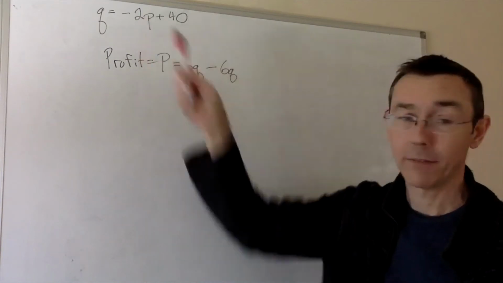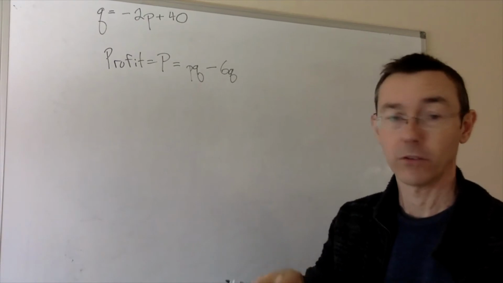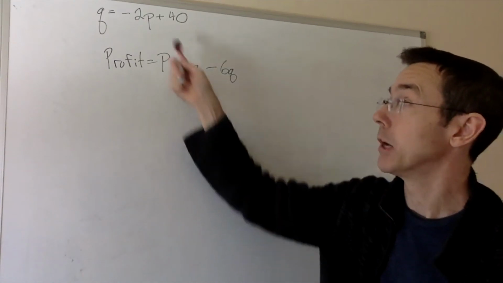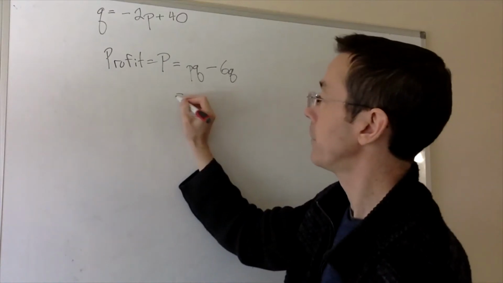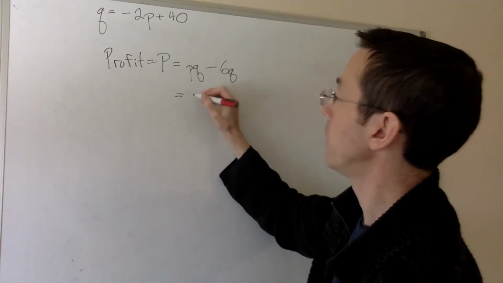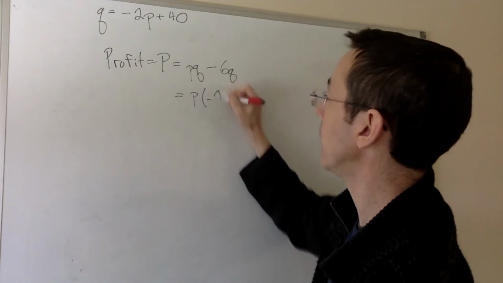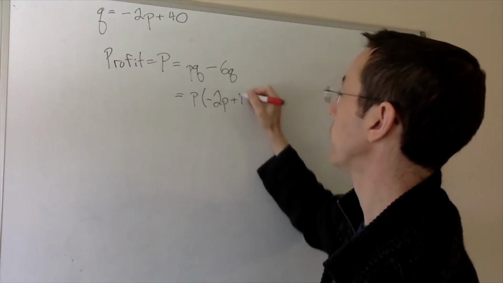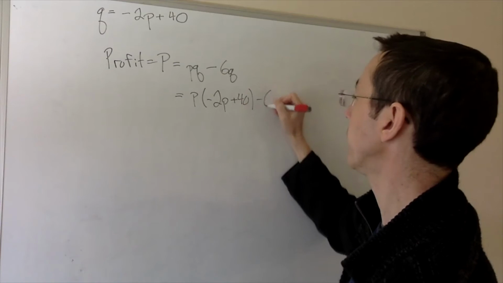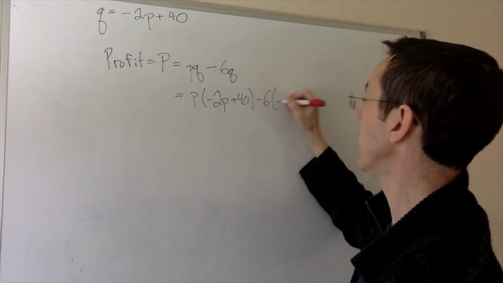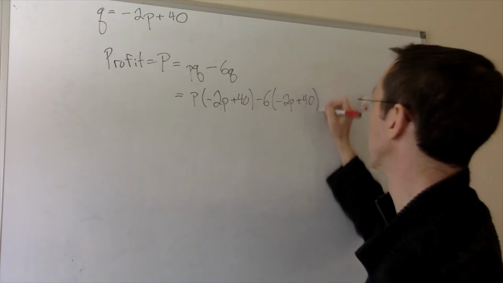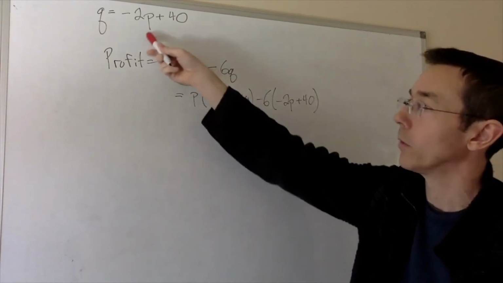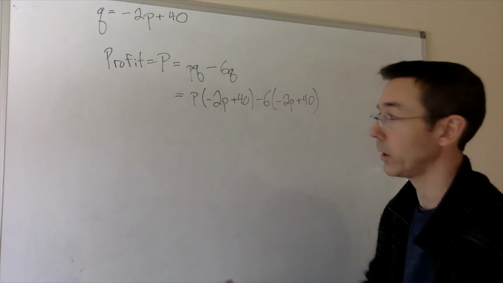Fortunately here, we have a demand function, Q as a function of P. We can take out Q here, replace it with negative 2P plus 40. Here's what happens when we do that. We get P times negative 2P plus 40 minus 6 times negative 2P plus 40. So wherever I see Q, I replace it with negative 2P plus 40.